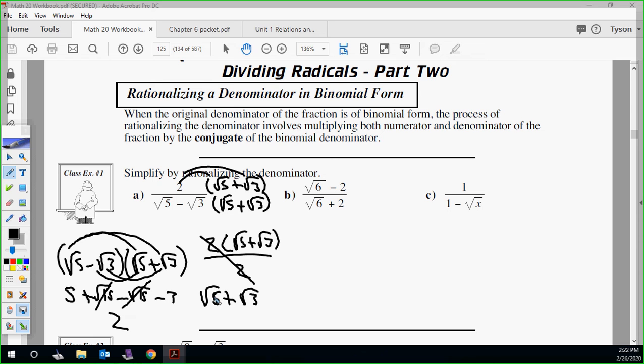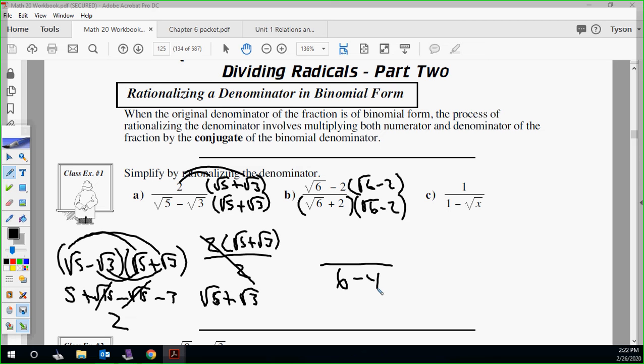All right, and then B gets a little messy because we have a binomial on top. So you will need to FOIL the top. So conjugate still, root 6 minus 2, root 6 minus 2. This right here, we should know. Root 6 on root 6 is 6. 2 times negative 2 is negative 4. Good. So the change there is the 2's do multiply because they're not radicals. So it's a 4, not just a 2 like it was in the first one.